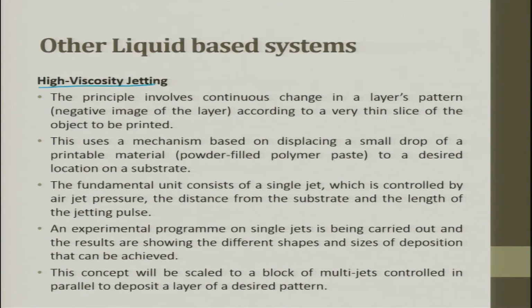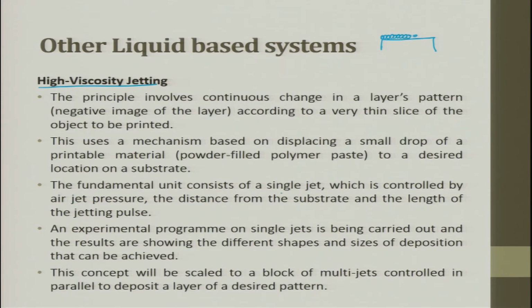In the high viscosity jetting process, the principle involves continuously depositing material in a layer pattern according to a very thin slice of the object to be printed. This uses a mechanism based on depositing a small droplet of printable material at a desired location on the substrate. You have a substrate, so you put droplets. These droplets come out of the jet.